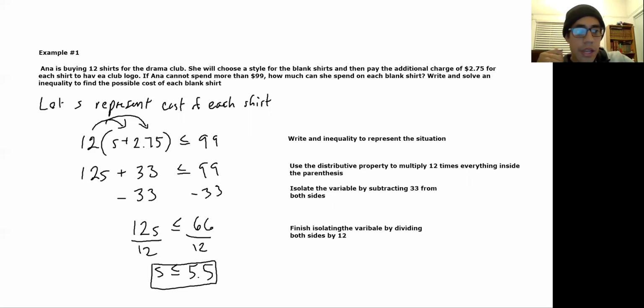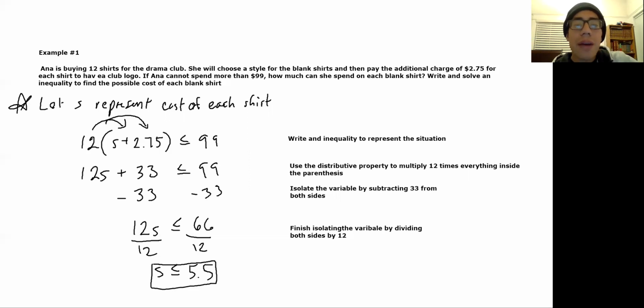Here's the thing: whenever you're dealing with these word problems, you're going to want to look for key terms. So here, it says Anna is buying 12 shirts for the drama club. And right here, I have a little note for you. It says, let S represent the cost of each shirt.